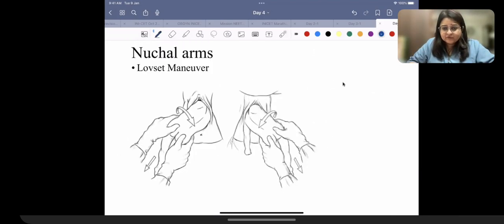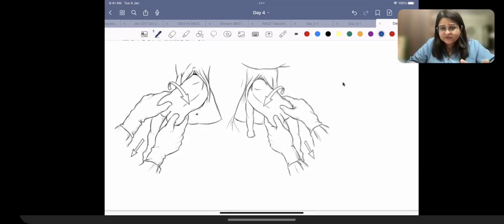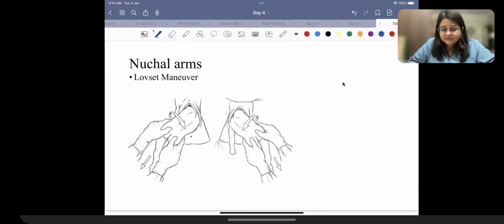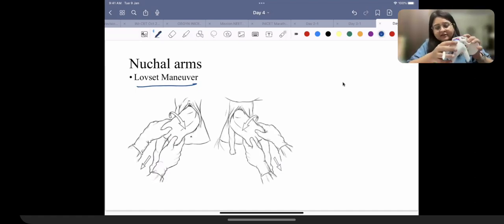One is the Lovset maneuver. What is this maneuver? This came as a question, I think, recently. Lovset maneuver is when the arms are like this. Sometimes the arms don't come out, and when you're doing the breech delivery, you're supposed to hook out the arms of the baby. So this is the baby.